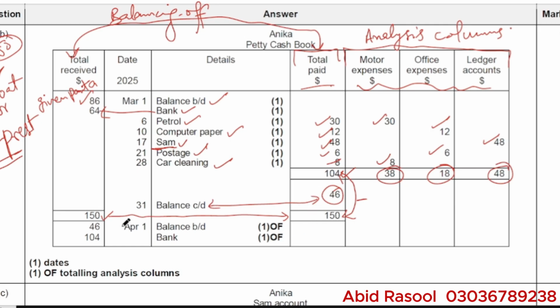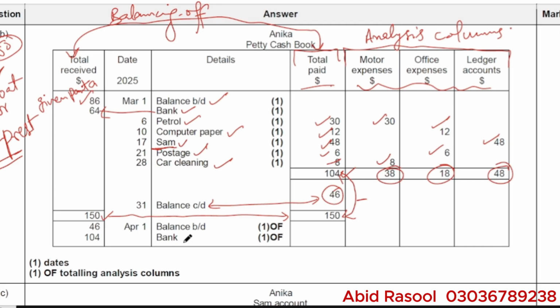We will not write anything in front of 150, the totals. In balancing off, the totals are not labeled. No details come in front of the total figures. Then what we will do is bring down the balance c/d now. This is written on the 31st of March.